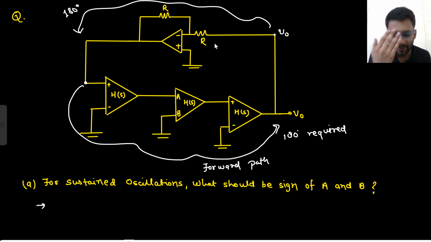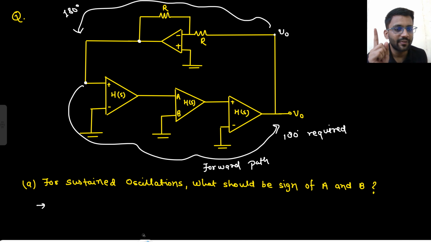Some people would not have understood from here to here why there is 180 degree phase shift. Because this is an inverting amplifier. If you have applied some input V in here, what you would have got here? Some minus A V in, no? This is an inverting amplifier.